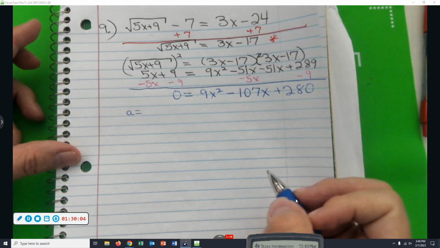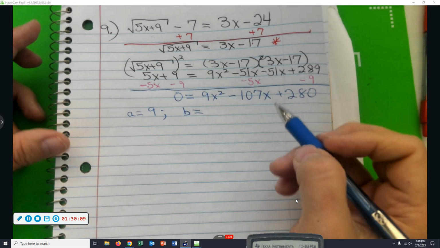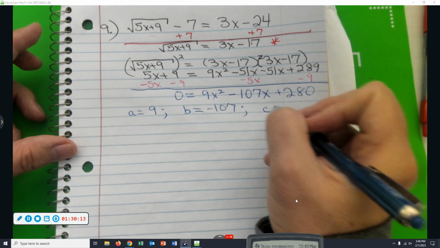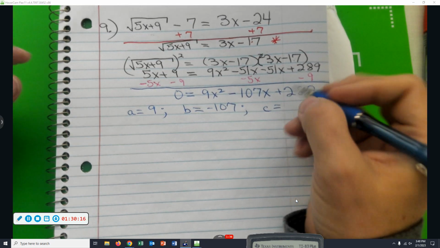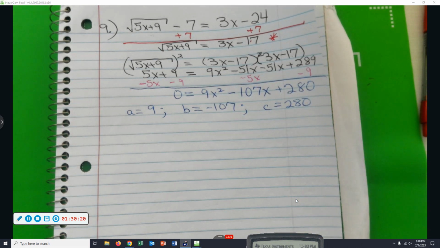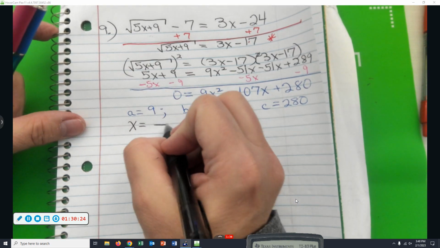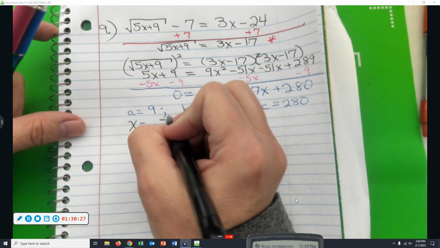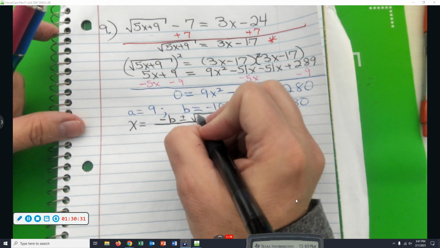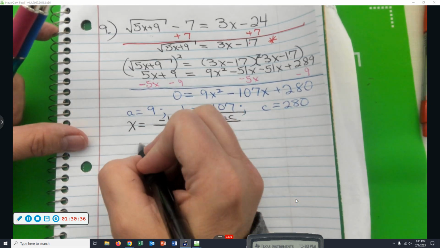What's A? 9. B? Negative 107, I agree. And C? 280, I agree. And we'll write down the quadratic formula. X equals negative b plus minus the square root of b squared minus 4ac all over 2a.